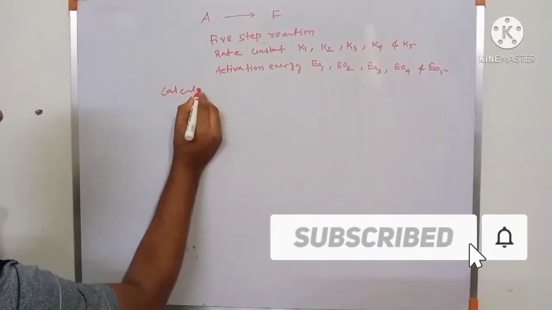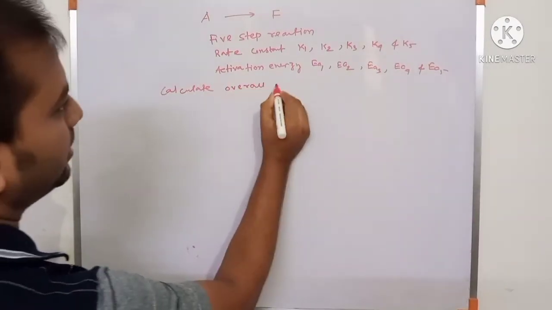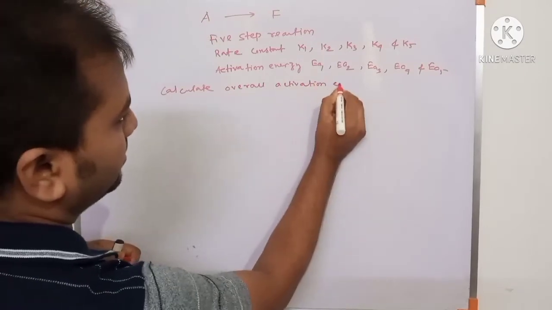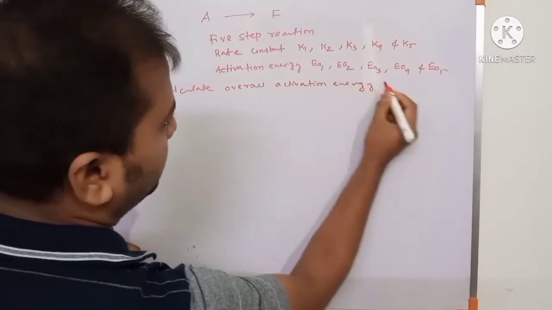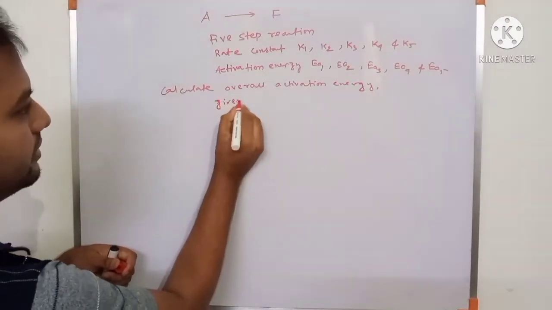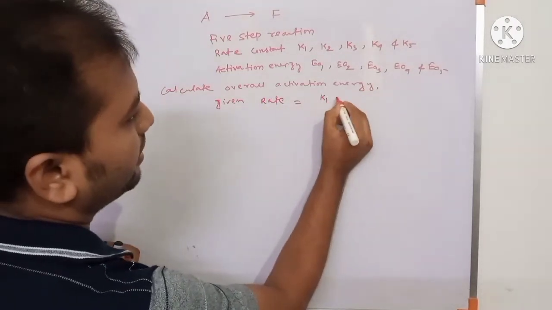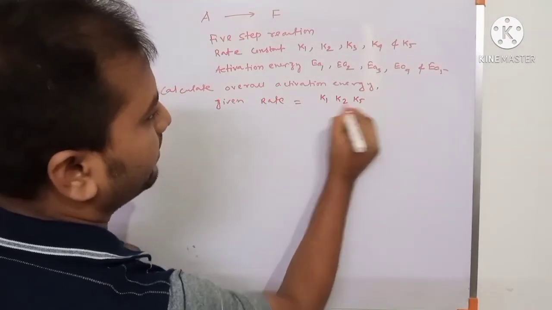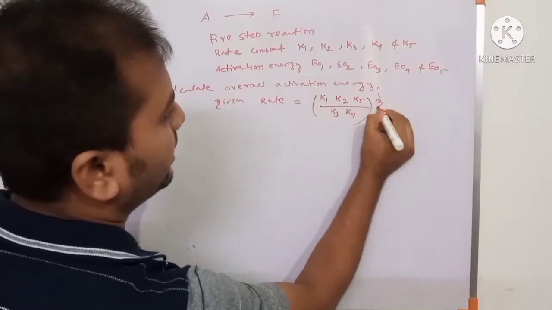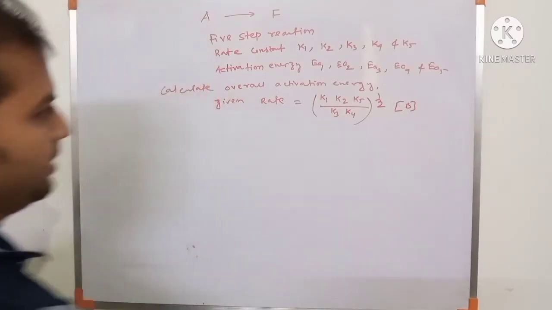Calculate the overall activation energy, and the given rate is equal to K1, K2, K5 by K3, K4, whole to the power half. Suppose this is B, and this is the equation.